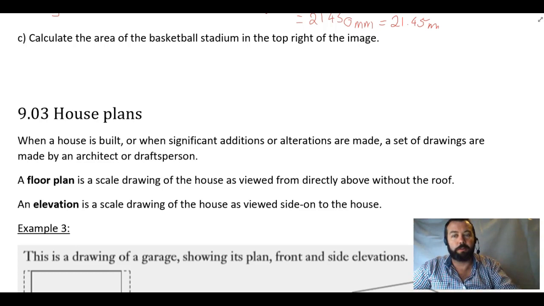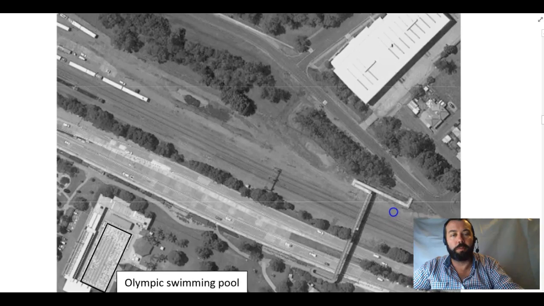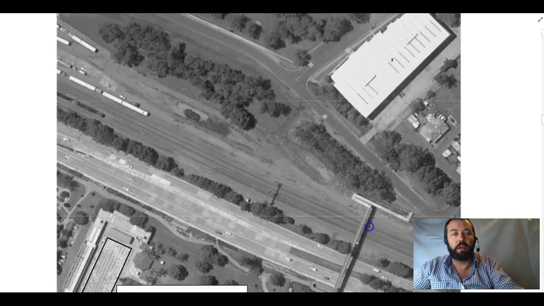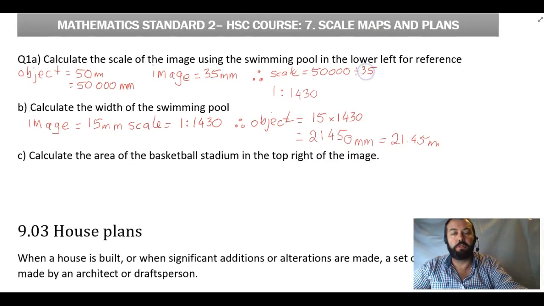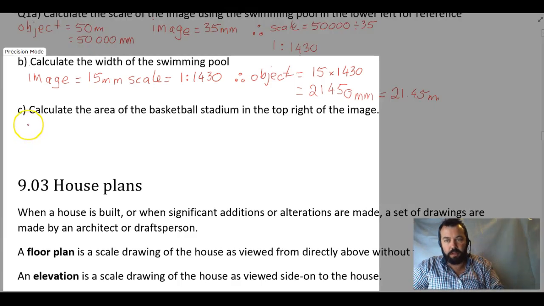Now, calculate the area of the basketball stadium. What I need to do is to measure both the length and the width. So I'm going to pull out my magic ruler and say that I measured that as 32 by 75. Let's write those things down. Now I've got 32 millimeters and 75 millimeters. They're my images. So I'm going to go 32 times my scale, 1,430.